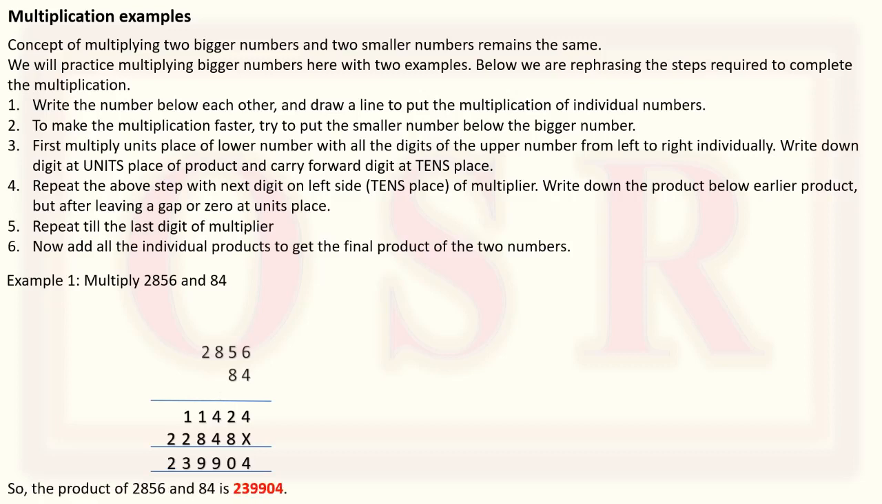Second example, let's look at multiplying 2856 and 284 now. So there are now three digits in the lower number. Again we'll proceed in a similar way. First we start with the lower number's units digit. Multiply it with each digit individually from left to right. Write down the digit at units place and carry forward the digit at tens place.